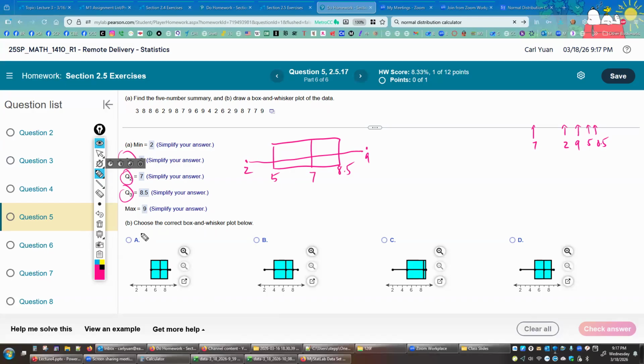It's not A because we need one that starts at 2. And the median is 7. So we know that it's not A. So 7 is the median. Looks like this is a 7, has 7. This is not 7. This is not really 7 either. This is like 6.5 or something like that. So I'm going to go with D.